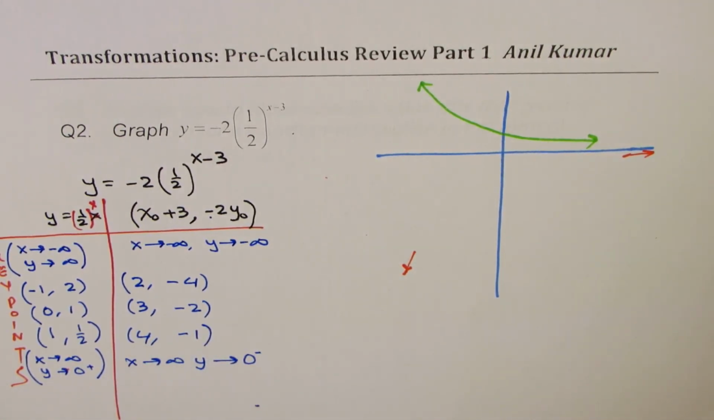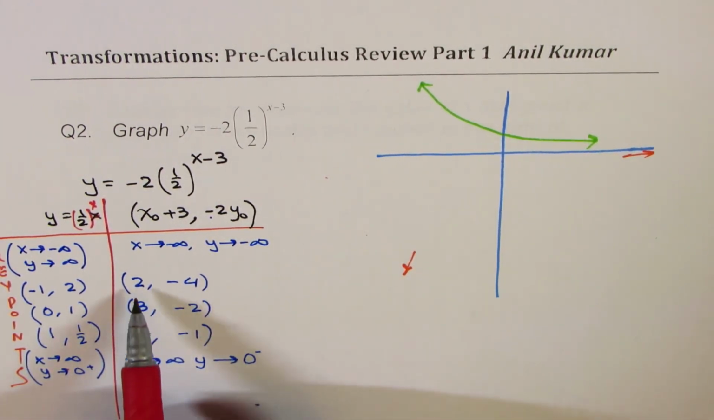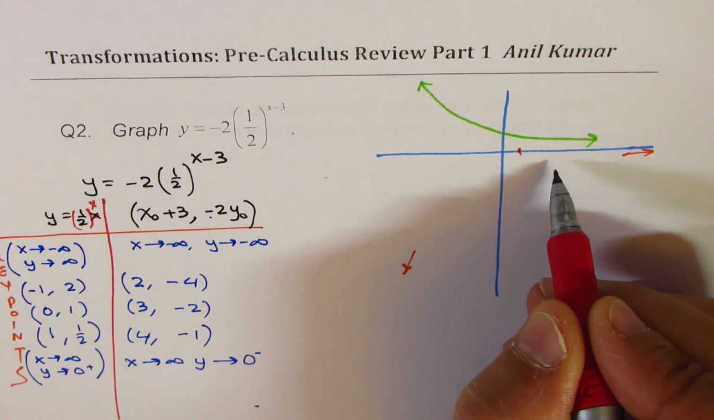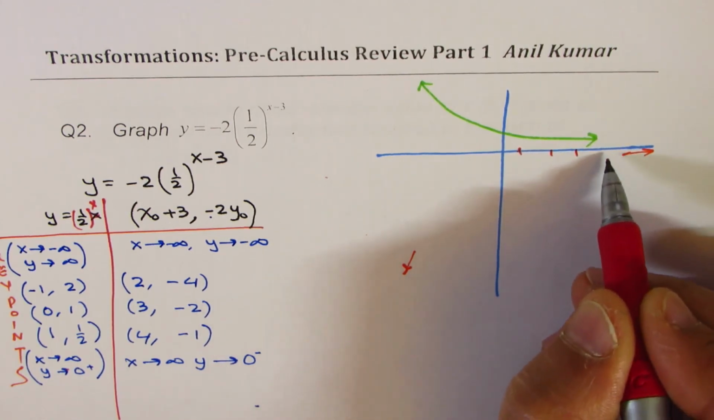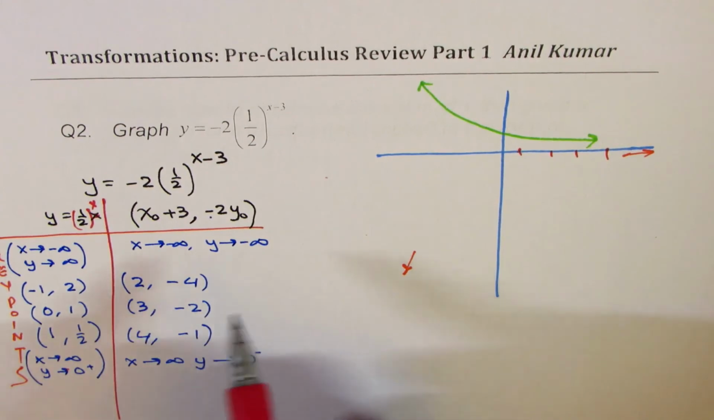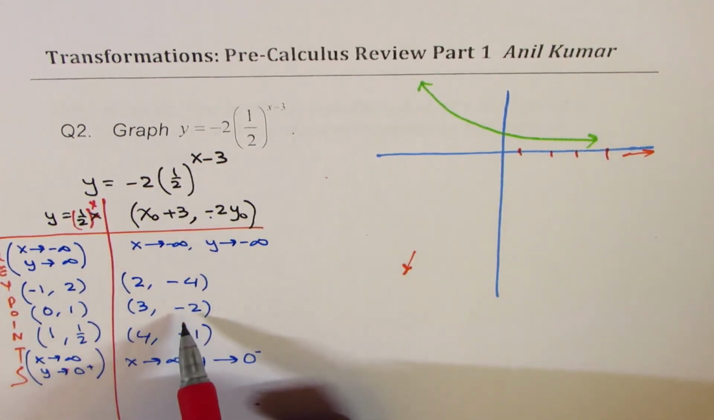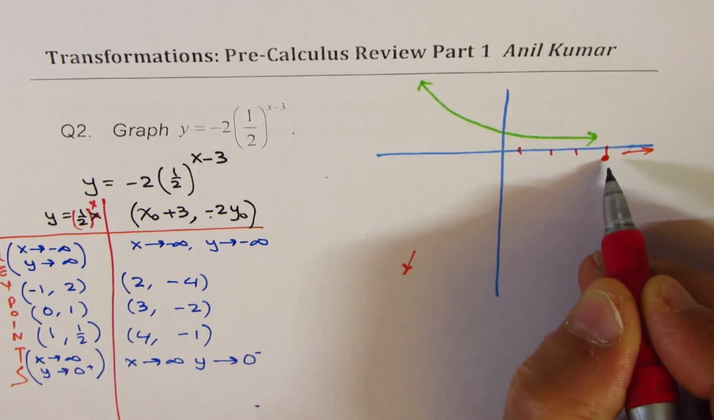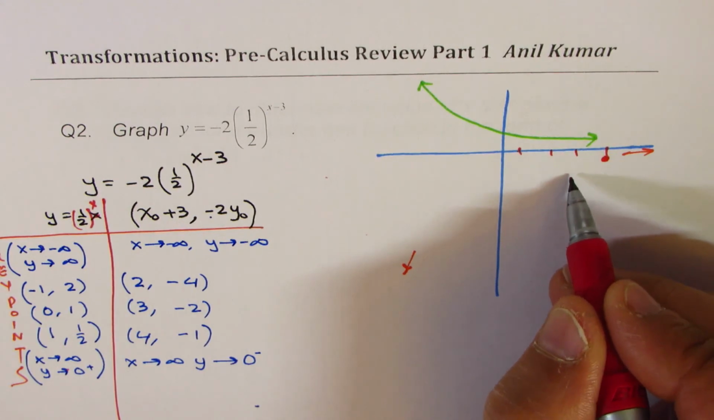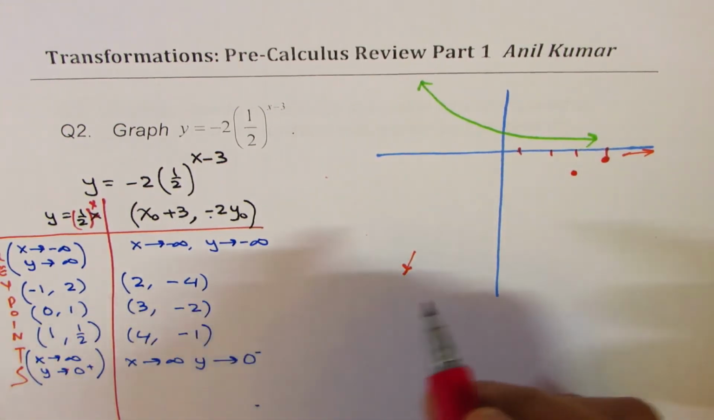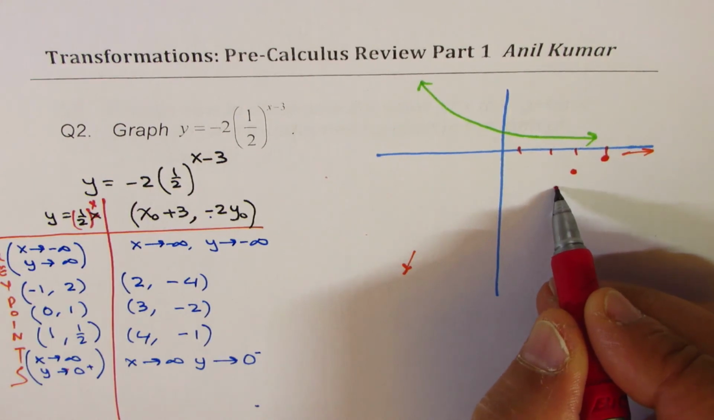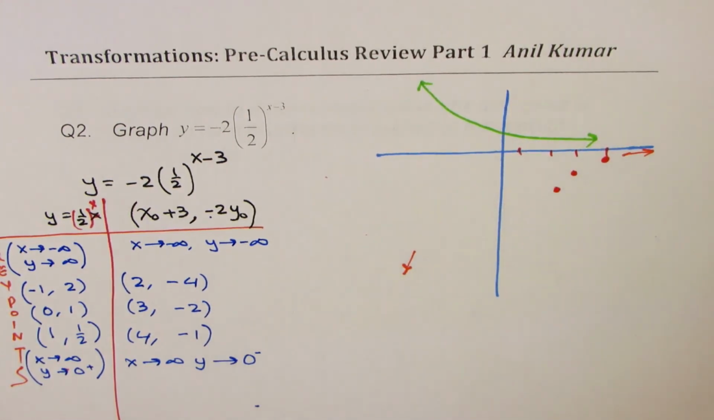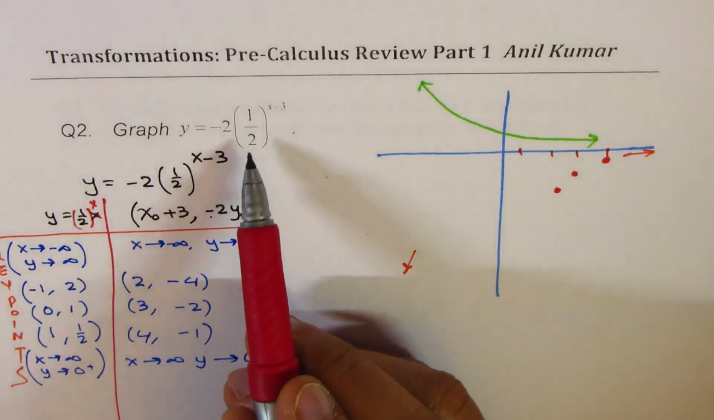Now approximately, I could show my points on this graph as (2, minus 4), right? So let's say this is 1, this is 2, this is 3, and this is 4. So at 2 we have minus 4, and at 3 it is minus 2, at 4 it is minus 1. So 1, 2, 3, 4. So let's say this is minus 1, and then at 3 we have minus 2, and at 2 we have minus 4, right? So that is how the function is moving in this particular case.